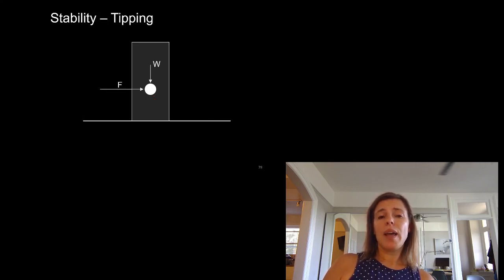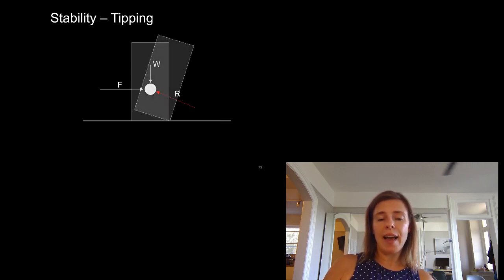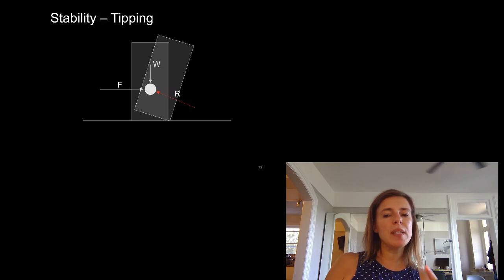Tipping. We have the same things going on, but if we don't have enough weight acting on it, before it even slides, the building will just tip right over. Or if we have too narrow of a base, which is really the same thing.